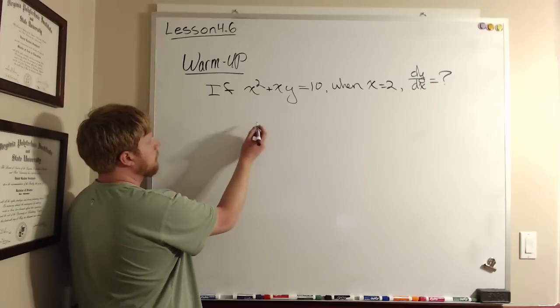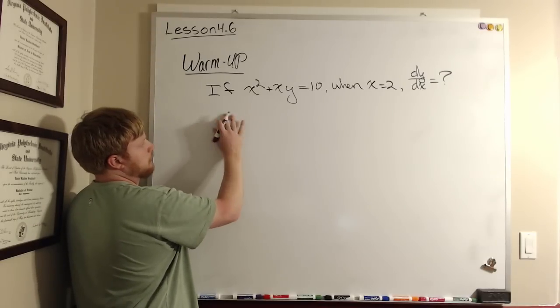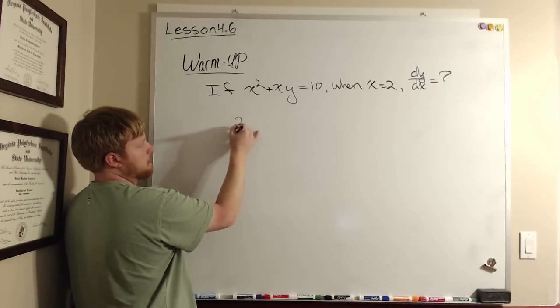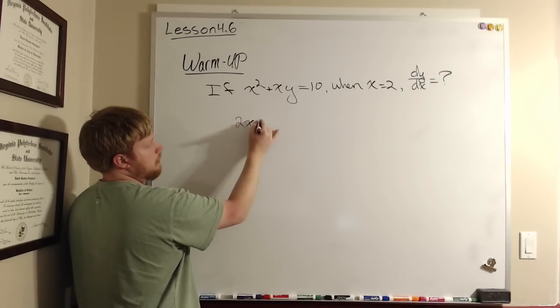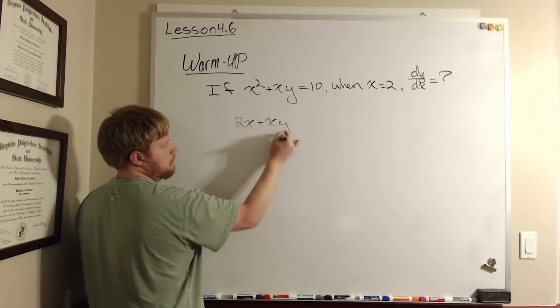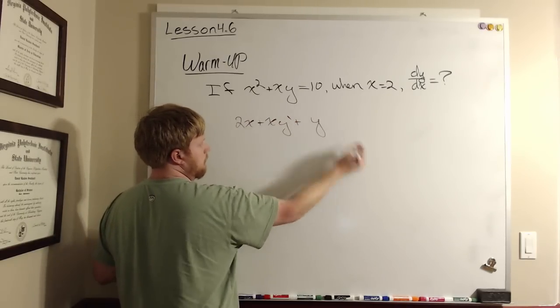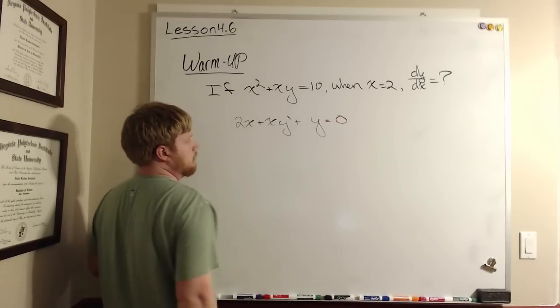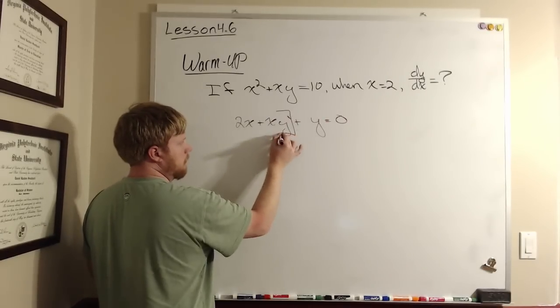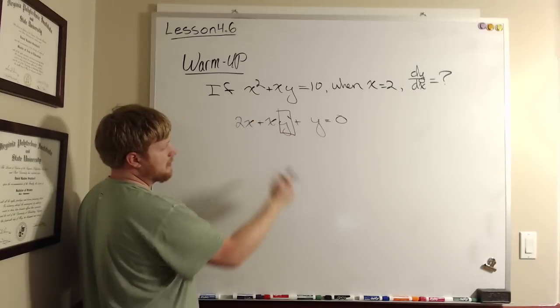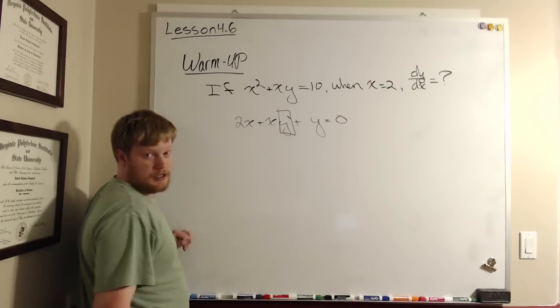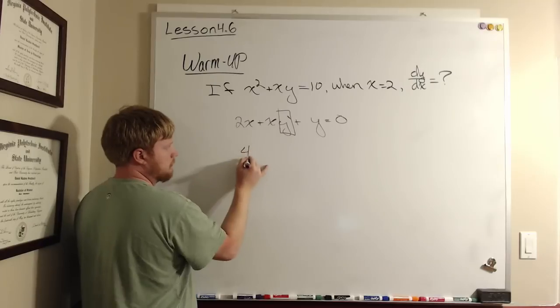So let's see, the derivative of this with respect to x is 2x plus first times the derivative of the second plus the second times the derivative of the first equals 0. This is what I'm solving for. So I need to have an x and a y to plug in, but they only gave me an x.